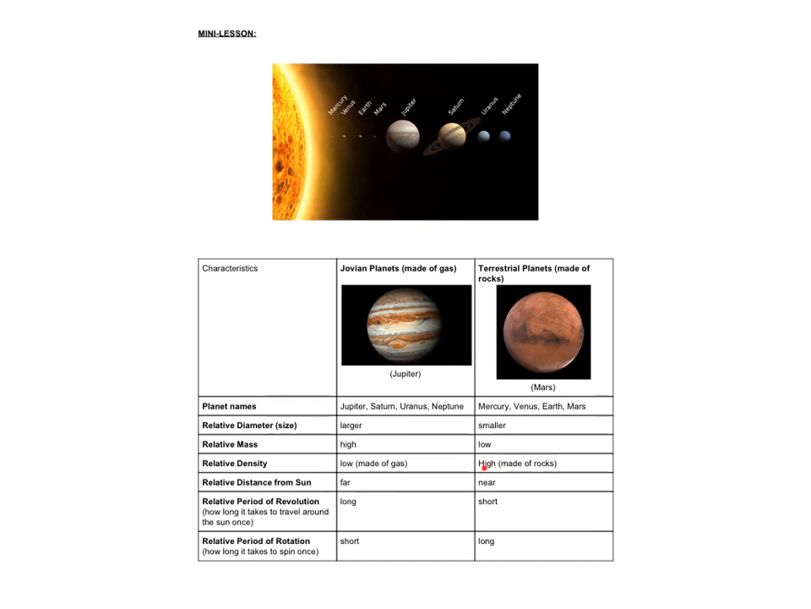Their density is higher because rocks have a higher density than gas. They're nearer to the sun, and that gives them a short period of revolution. That means that they take a shorter amount of time to go around the sun. And that makes sense because they're closer to the sun. The period of rotation is on average longer than the Jovian planets. The material of rock is stronger and it doesn't spin as quickly as gas.